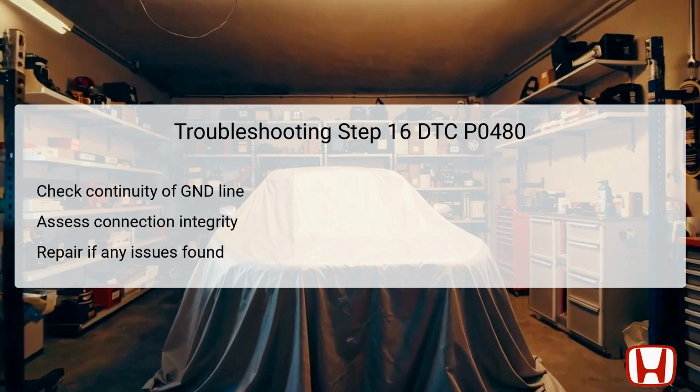In the 16th step, we focus on the GND, ground lines functionality, which is essential for the complete operation of electronic systems in the vehicle. After turning the vehicle to the off-lock mode, perform continuity tests to ensure a solid ground connection between the RFC unit and the G402 ground point.